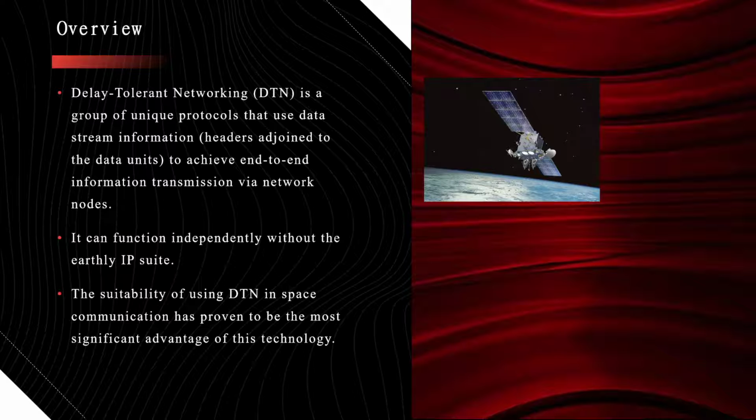DTN assures data delivery as it uses automatic store and forward techniques. Where possible, all the received data packets are immediately forwarded. Where the forwarding is not presently possible, the data packets are stored and delivered later when the transmission is possible. Consequently, in using DTN, only the subsequent hop should be available. The suitability of using DTN in space communication has proven to be the most significant advantage of this technology.